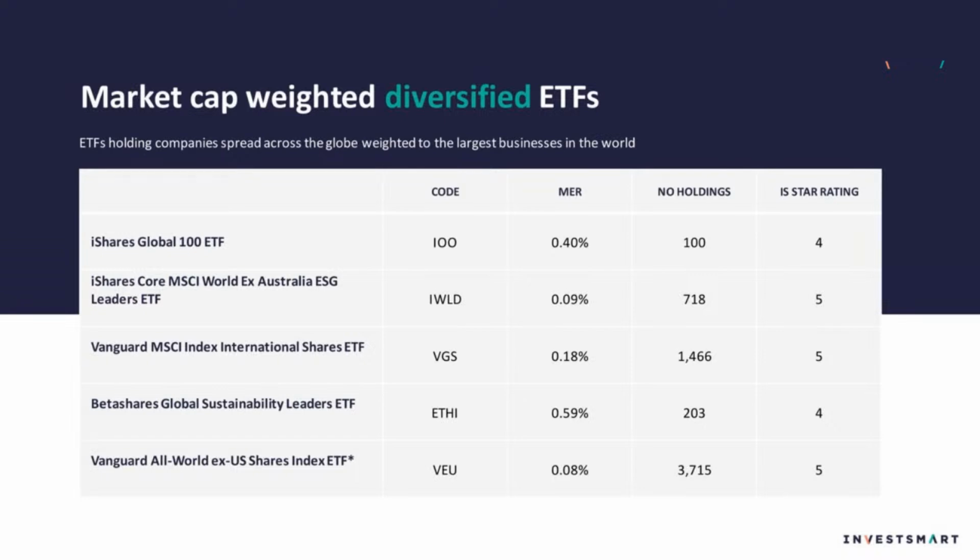So here we've got a list of these broad cap ETFs. We've got the iShares Global 100, iShares Global World ex Australia ESG Leaders, so an ethical one there. VGS is the Vanguard International Shares Index. The BetaShares Global Sustainability Leaders, so another ESG ethical focused ETF. And then we've got Vanguard All World ex US Share Index. So these are all ETFs that are index tracking. They are passive. They are market cap weighted. So essentially, they just hold the largest companies around the world.